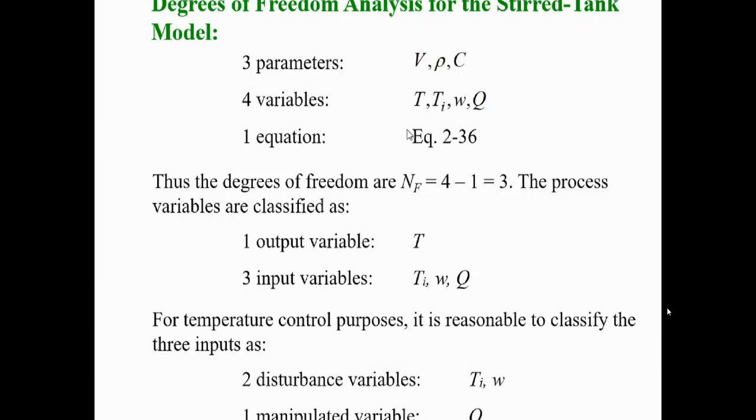So in the degrees of freedom analysis for the stirred tank model, the three parameters for this stirred tank model are the volume V, the density rho, and the constant C. And the four variables are the temperature T, T_i, w, and Q. And the equations are actually represented by only one equation, equation 2.36.